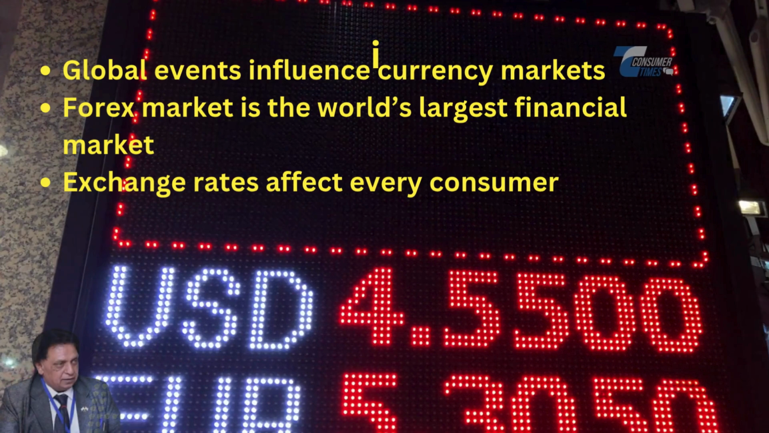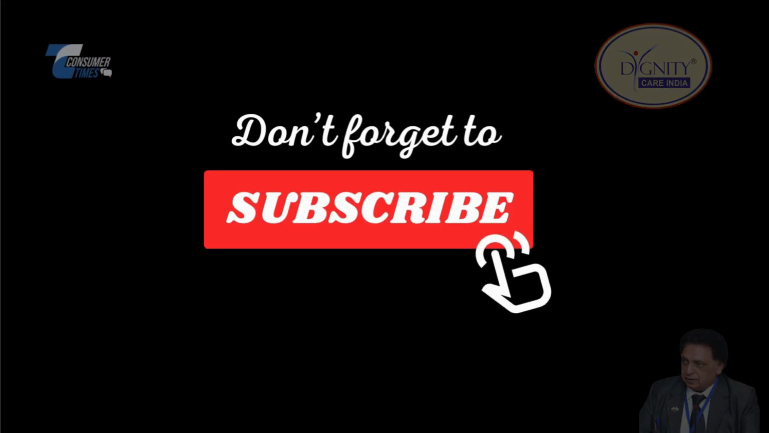There are different types of exchange rate systems used across the world. In a floating exchange rate system, currency values are determined mainly by market forces of demand and supply. In a fixed exchange rate system, the government or central bank fixes the currency value against another currency like the US dollar. India follows a managed floating exchange rate system where market forces determine the value, but the RBI may intervene when necessary. In simple words, the foreign exchange rate reflects the economic health and global confidence in a country.